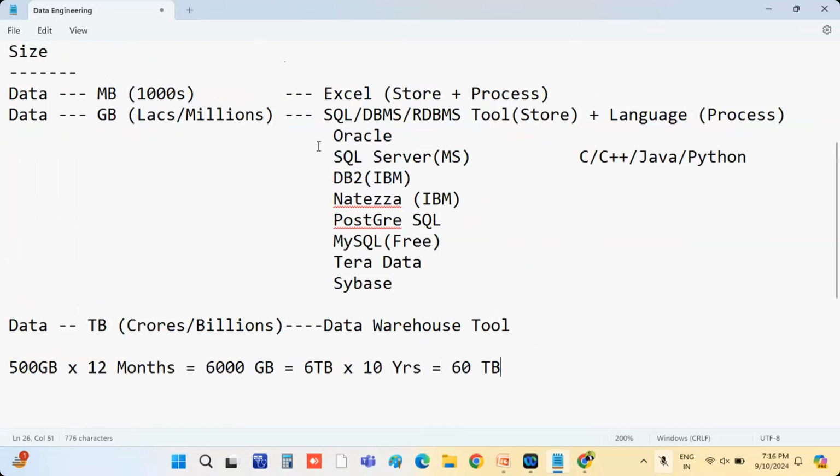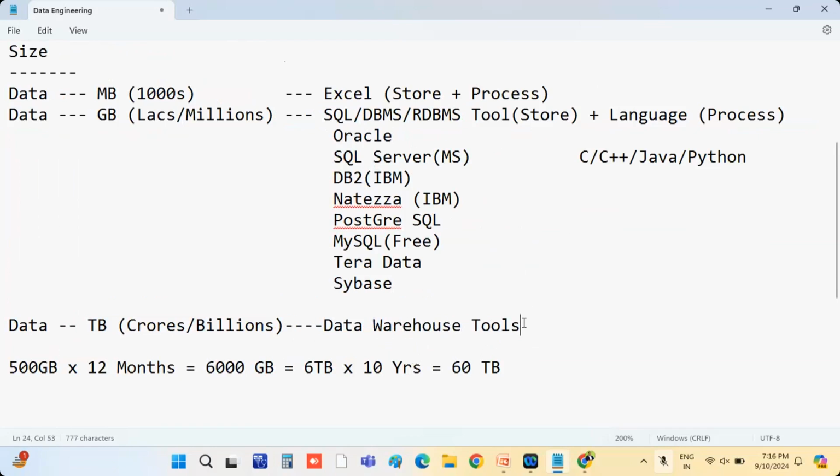That data you will not be able to store in a normal SQL or RDBMS. When you have terabytes of data, we have to use specialized computers called data warehouse servers or data warehouse tools. You should not write it with a space like this. Warehouse is a single word, so it is data, space, warehouse.